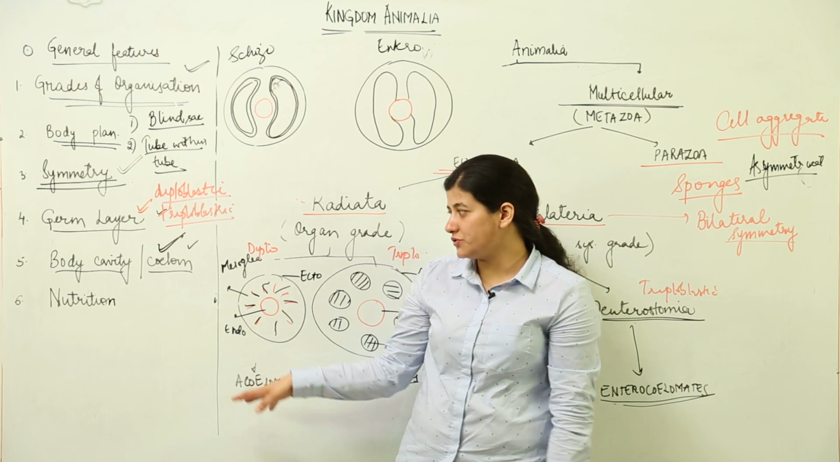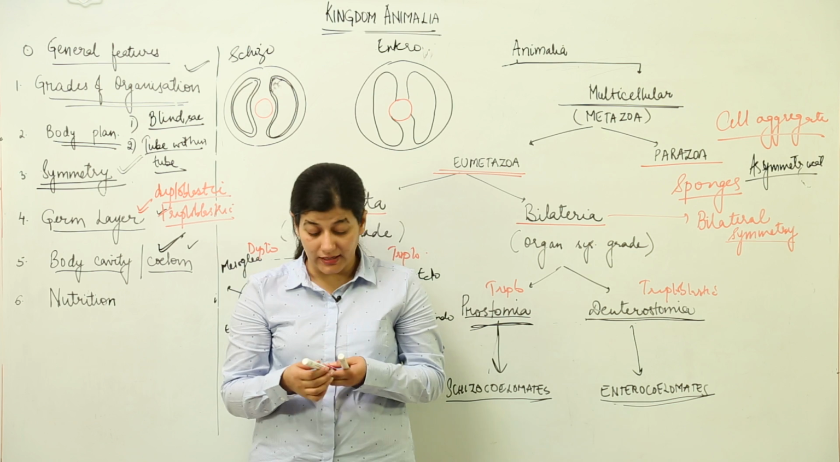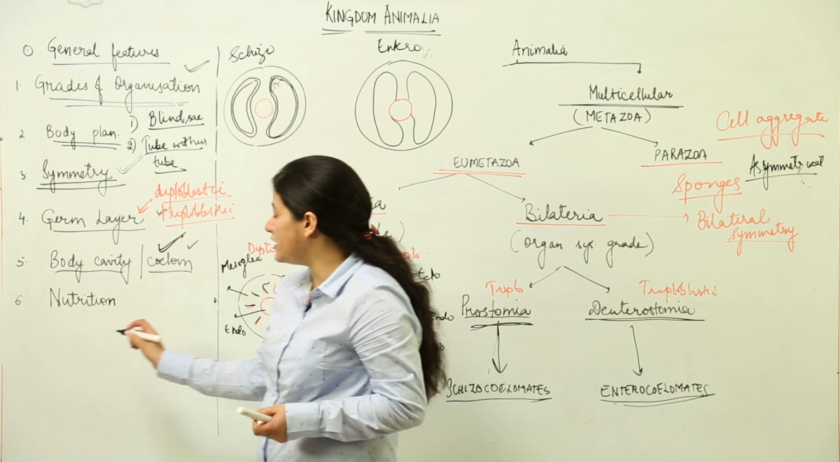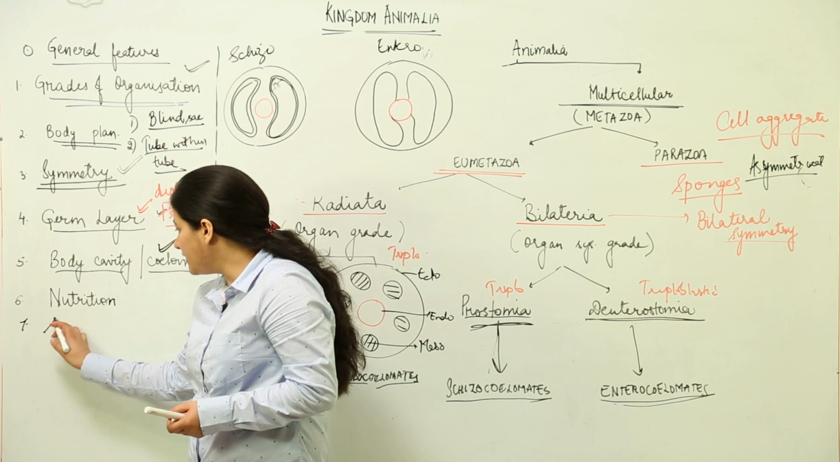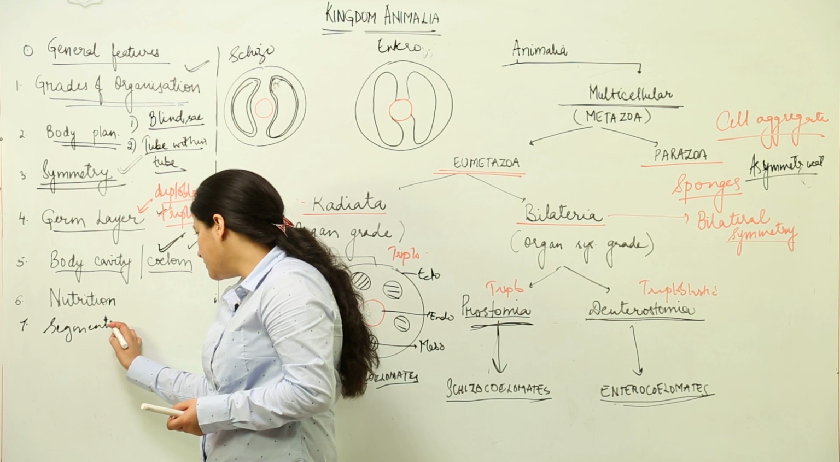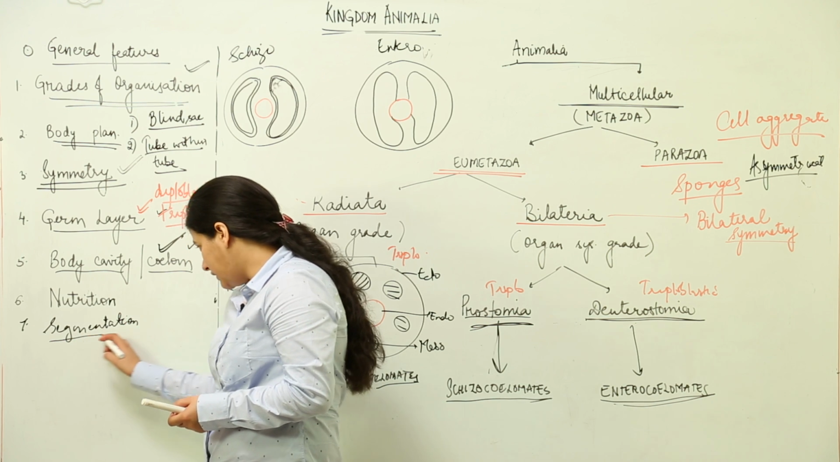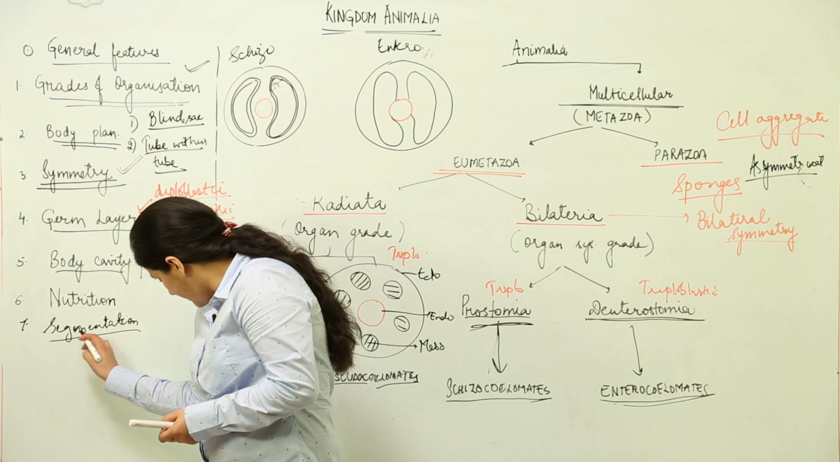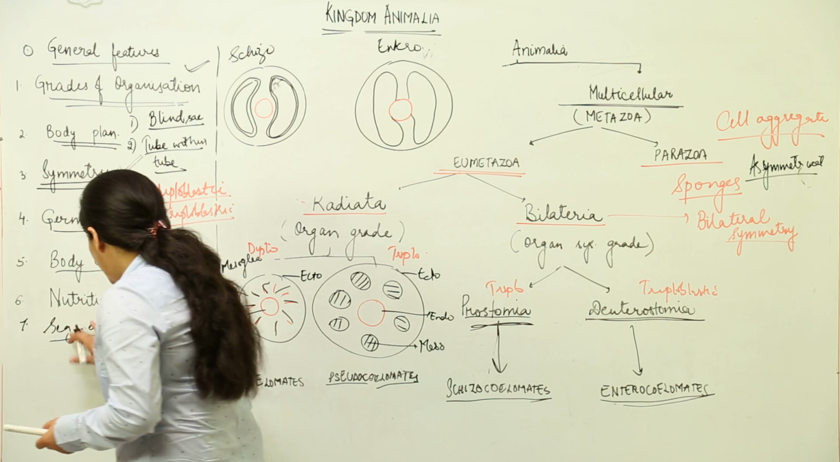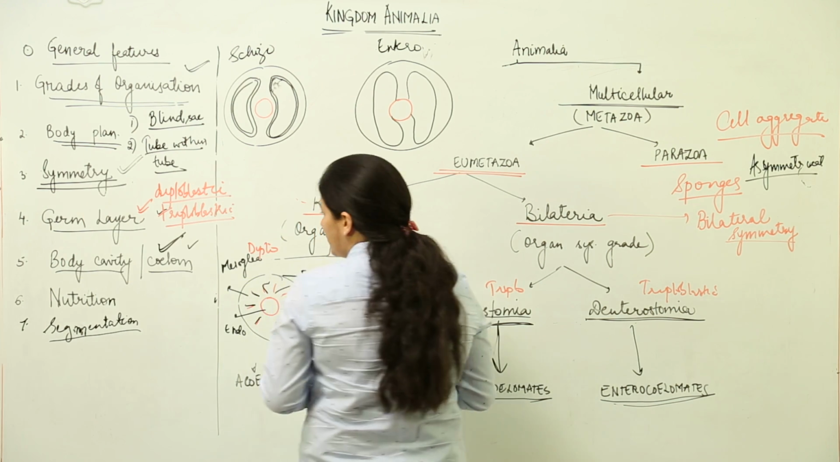We have done till nutrition. Now the next basis of classification on which the animals would be classified into different phyla would be segmentation, and we are going to study about segmentation now. As you can make it out from the name, this particular classification feature would have something to do with segments which would be present in the body of an organism.